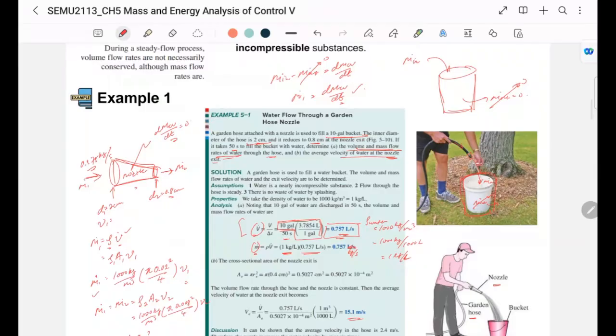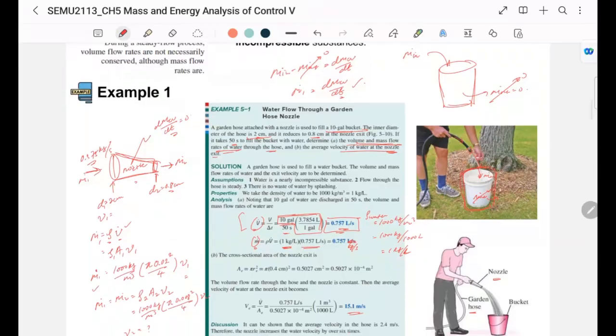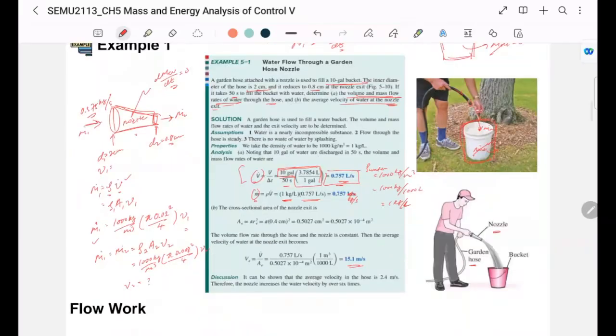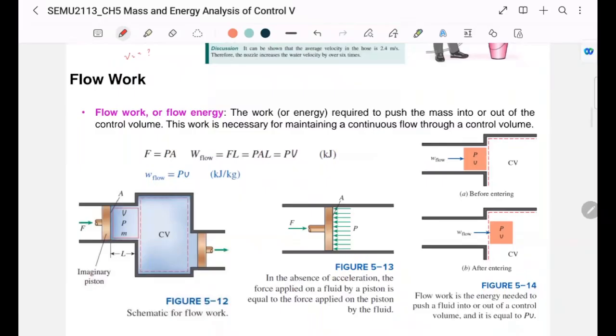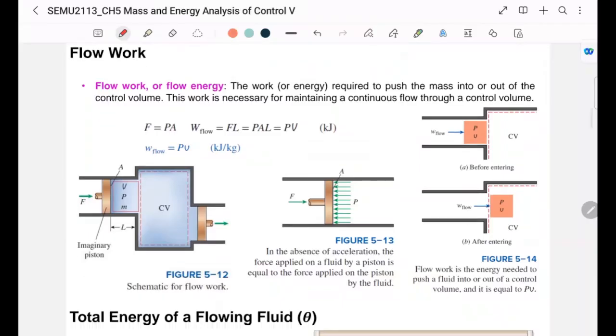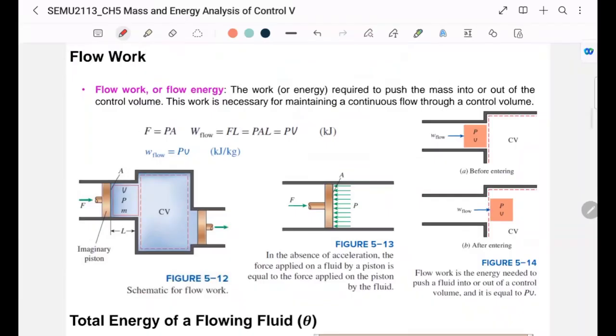So far, can you understand this example? Okay, good. Right then, so let's look at the work from the flow. Now we know how to find the flow rate and how to apply the conservation of mass. So next, let's look at how we evaluate the energy, the work done by the flow. It's just flow moving, so how come there's any work?